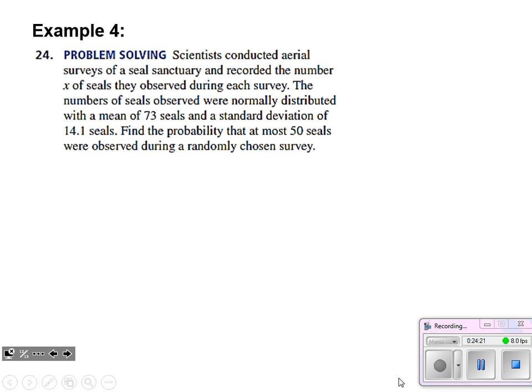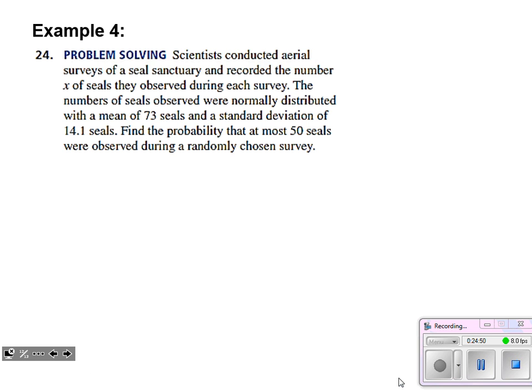Let's try an example of it. So for 24, scientists conducted aerial surveys of a seal sanctuary and recorded the number x of seals they observed during each survey. The numbers of seals observed were normally distributed, with a mean of 73 seals and a standard deviation of 14.1 seals. Find the probability that at most 50 seals were observed during a randomly chosen survey.